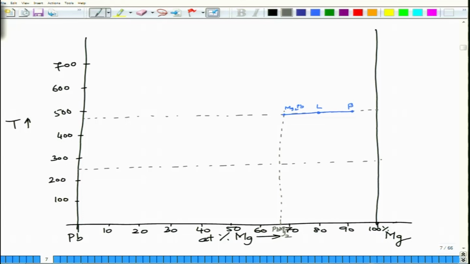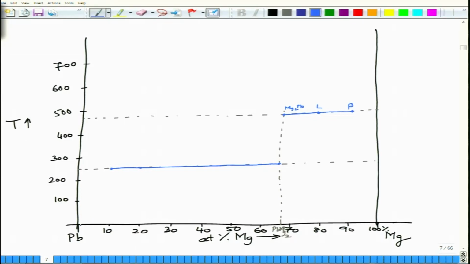So we say that at this temperature you have alpha phase of composition 10%. So this is alpha phase of composition 10%. We have liquid of composition 20 atom percent. So this is liquid of composition 20 atom percent, and we have PbMg2, they are in equilibrium. So we have this as a tie line, okay. And then we have maximum solid solubilities.